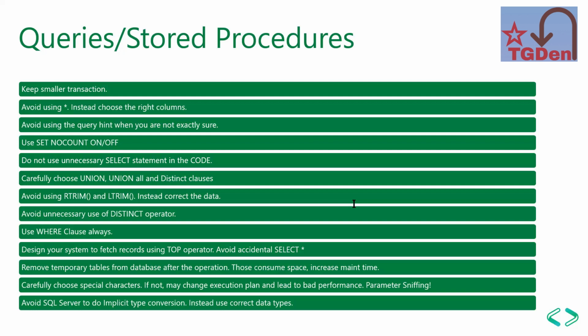Now the next point is avoid using the star command. Instead, choose the right column. So let's say you're writing a command and you do not know what all the columns need to be chosen, and you always have a habit of using the star, like seeing all the columns. Instead of that, understand what columns you want to see, and bring only those columns. That way your query will be faster, your performance will be faster, and if other people are also running the same commands, the overall performance will be better.